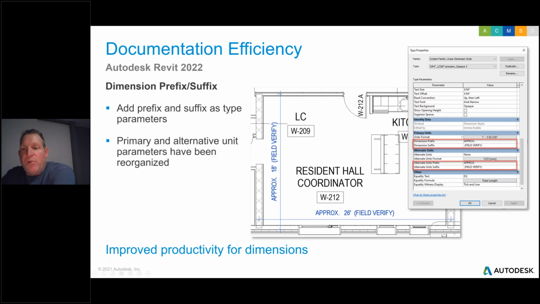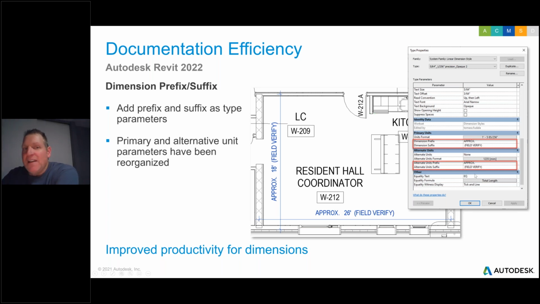Yeah. So in this case, primary unit has a suffix and a prefix that says approximate field verified, and then the alternate units is in millimeter, and it also says approximate and field verified. They didn't apply it in this graphic, but if that was applied here, we'd have kind of double lines of text, and one would be the imperial, and the one below it would look just like it, except have the metric dimension in there. Yeah, I thought these were the instance parameters. That was my mistake, sorry. Yeah, type parameters in this case.